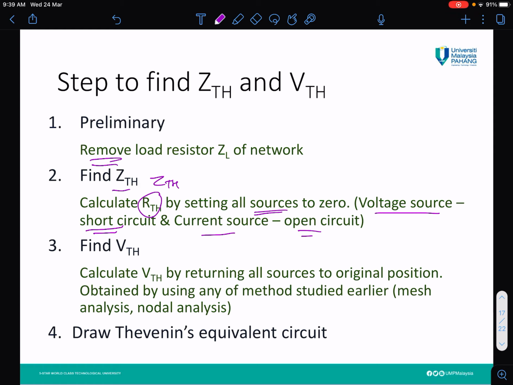The next step, we need to find VTH. In order to find VTH, we need to return all sources to their original positions. How to find VTH? You can use any technique that you have studied earlier: if you like, use nodal, if you like, mesh, and sometimes the circuit can be solved with a very simple technique, maybe Ohm's law, KCL, KVL, current divider rule, or voltage divider rule. This is how you judge or analyze the circuit. And finally, the final step is to draw the Thevenin equivalent circuit.